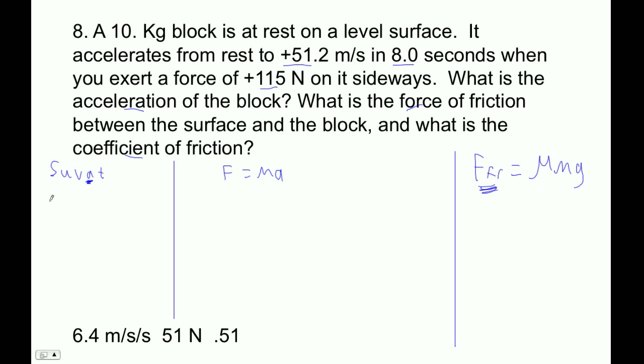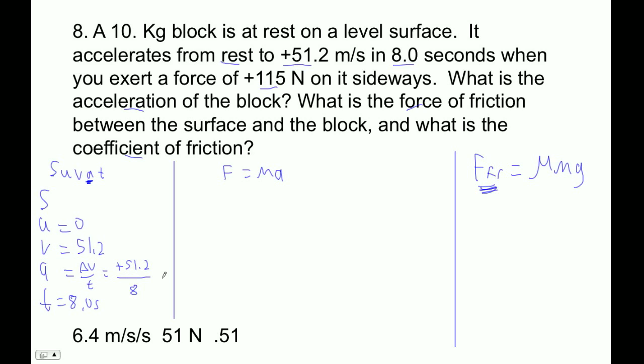This is good stuff. I'm so happy that I made this problem. Okay, so first thing to do is let's do SUVAT. So, 8 seconds. Initial velocity, so rest to there. So here's our initial velocity, 0. Final velocity is 51.2. The acceleration is just going to be this divided by this, right? Acceleration is change in velocity over time, which is positive 51.2 divided by 8.